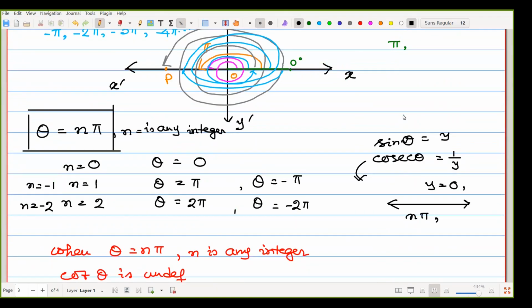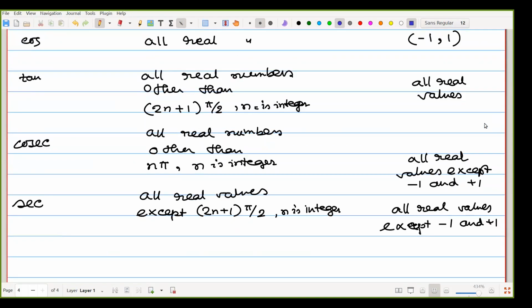Sec means that is coming from cos. Cos theta is equal to x. So sec theta means 1 by x. So when x is equal to 0, that means the y-axis. And already that is the case of tan theta, that when x is equal to 0 or coincides with the y-axis, so that means 2n plus 1 pi by 2 is undefined in that case. So that is also the thing we are writing. That means in the case of sec, all real values except 2n plus 1 pi by 2, that is not giving. And finally, the cot.